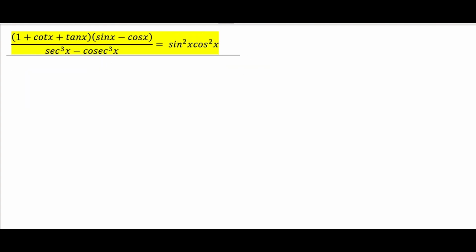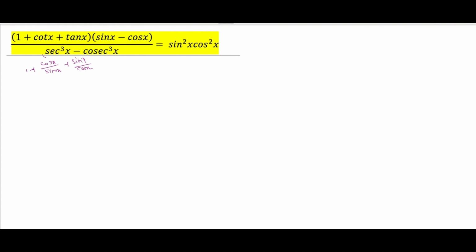Now coming to the next question. In this question here, first we will take cot x as cos x upon sin x, will substitute the values of the ratios, tan x as sin x upon cos x. This is 1 plus. So now we can simplify this in the similar way for the denominator also. In place of secant cube, we'll write 1 upon cos, and for cosecant 1 upon sine, and we'll try to simplify this.